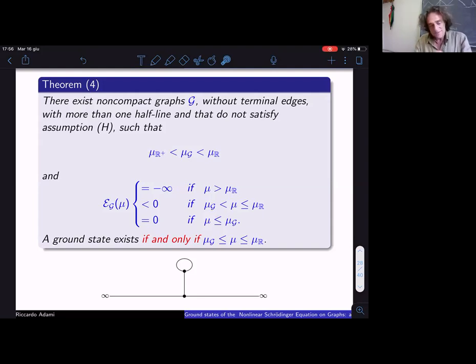Of course, the formulation of this theorem is quite strange. I should say, if there are non-compact graphs that satisfy this hypothesis, then there is this consequence. But we know that they really exist. This is an example, and one can construct many other examples.